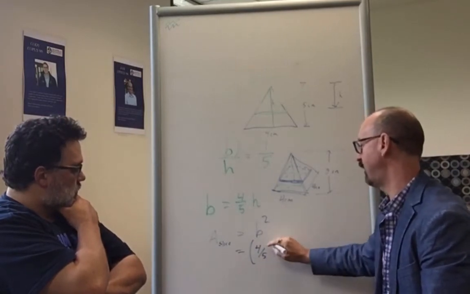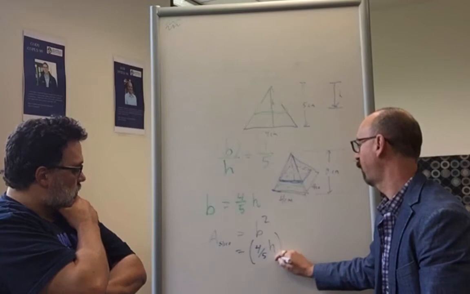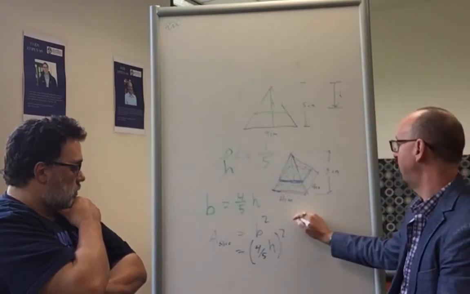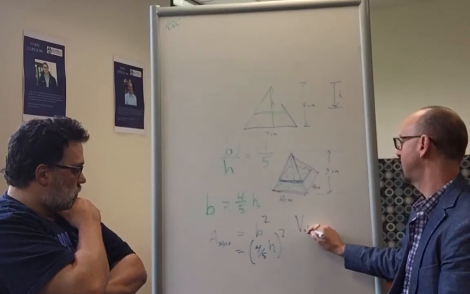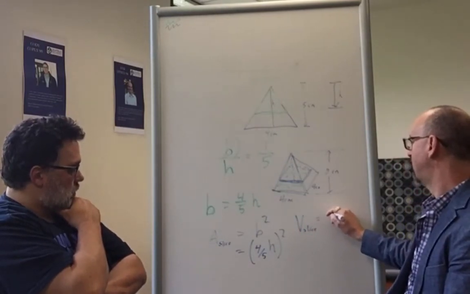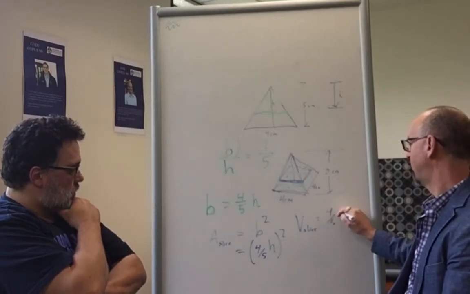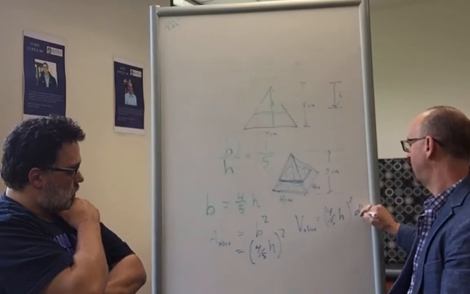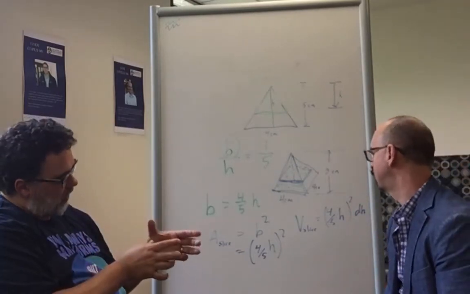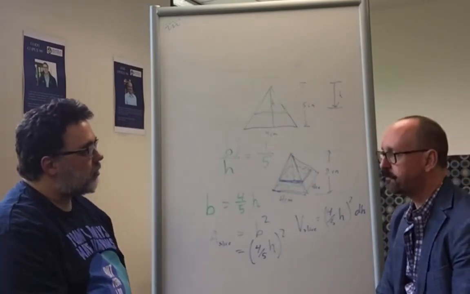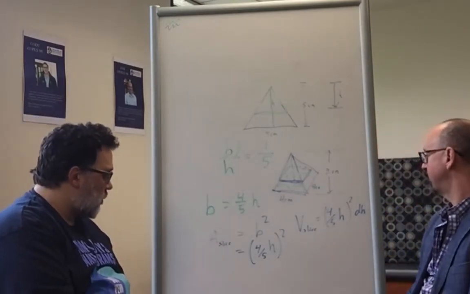My b's and my h's look a lot alike. It's going to be 4/5 h squared. So then the volume of a slice is going to be 4/5 h squared dh. So we could even think about that as kind of a length times width times height. It is, exactly. And then we add these up.